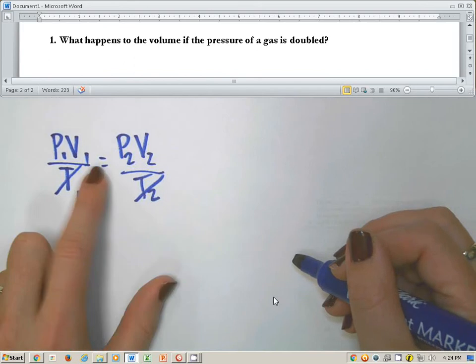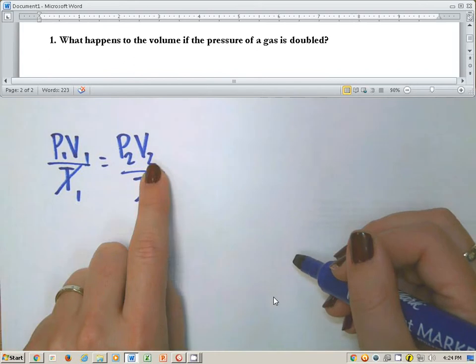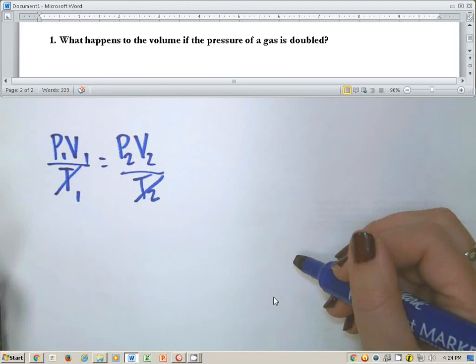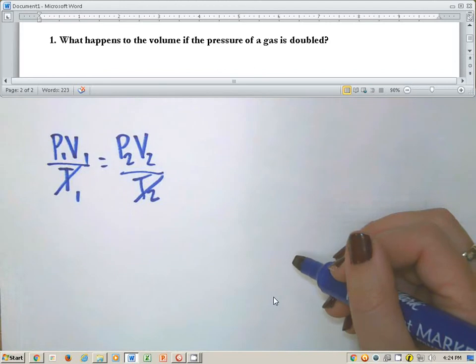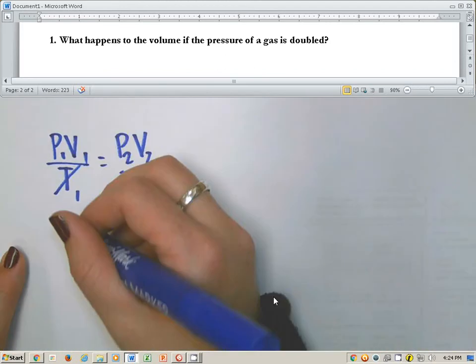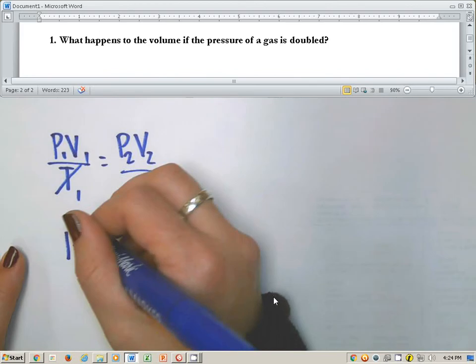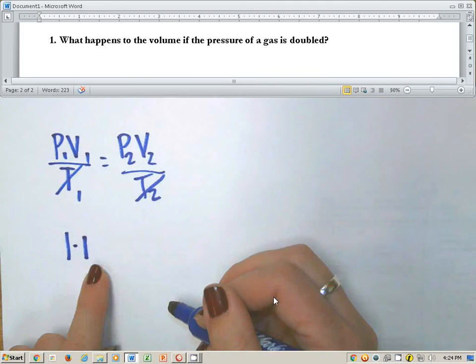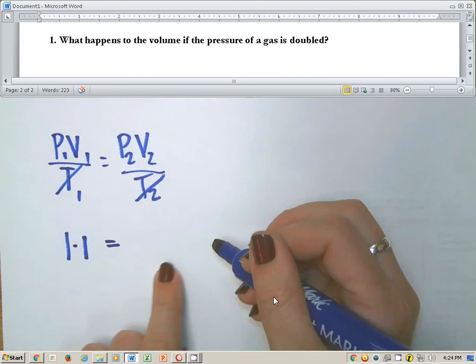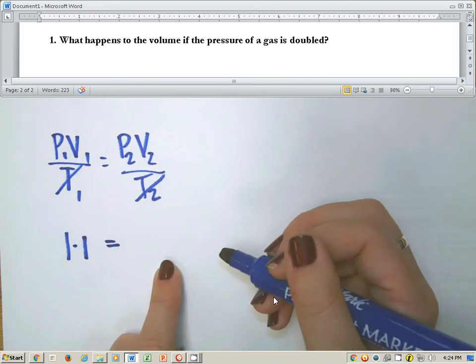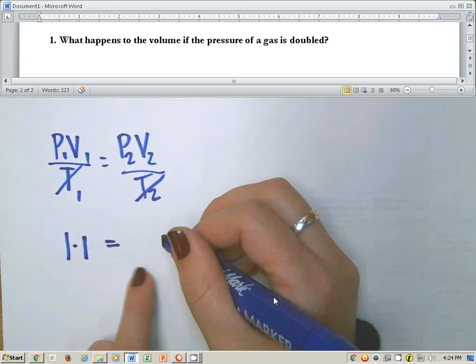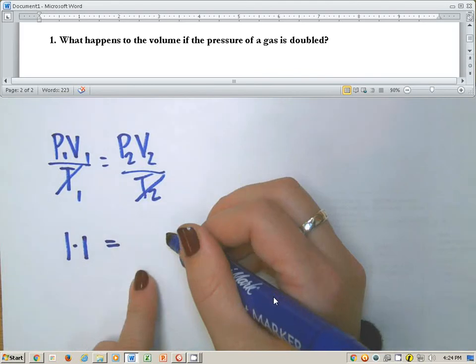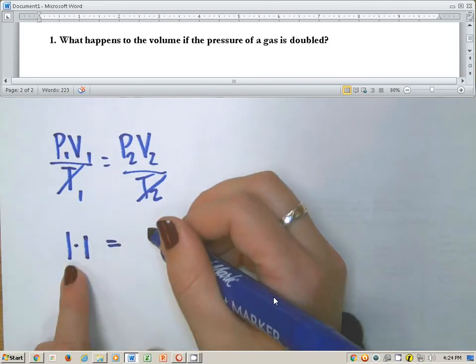I like to choose the number 1 just because it's easy to multiply with. So on the left-hand side, I'm going to put a pressure of 1 and a volume of 1. And on the other side, I'm going to make the changes that it says. It wants to know what happens to the volume if the pressure is doubled. So I'm going to take the pressure, which was 1, and double it and make it 2. Then I'm going to solve for V.